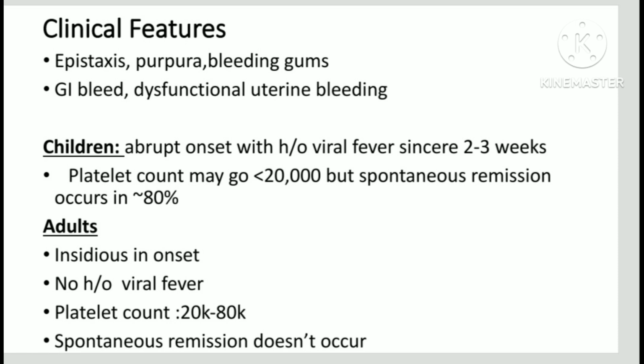In case of adults, it is insidious in onset. Usually, there will be no history of viral fever. The platelet count will usually be between 20 to 80k, and it is very rare for the platelet count to go below 20k, in contrary to children, where the platelet count going below 20,000 is usual. Another important thing is that in children, in 80% of them spontaneous remission occurs, which is a very good thing. But in adults, spontaneous remission doesn't occur, so it doesn't go away on its own. We have to provide the patient with treatment.